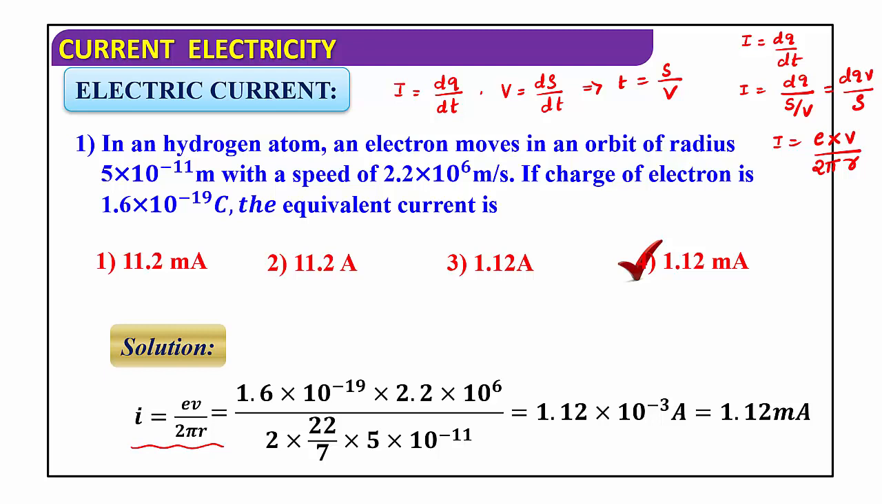Here you should remember this direct equation, I equal to EV divided by 2 pi r. This modified equation you have to remember, depending on what is given in the problem. So here velocity is given, radius is given. So we have to use the modified equation, that is I equal to EV divided by 2 pi r. So the final answer is 1.12 milliampere. Go to the second question.